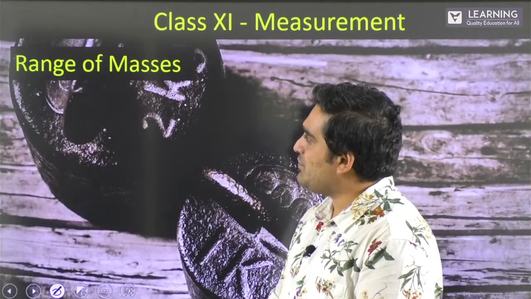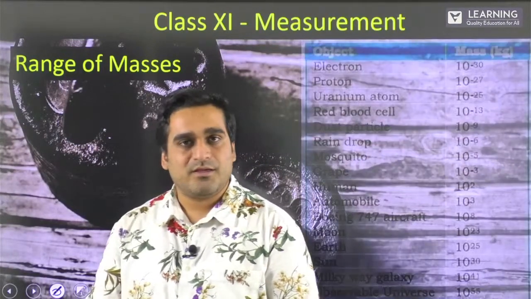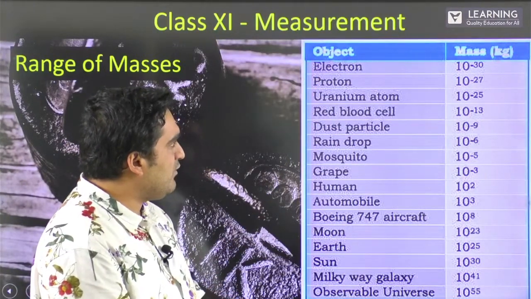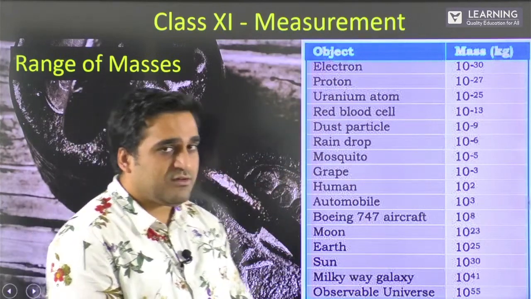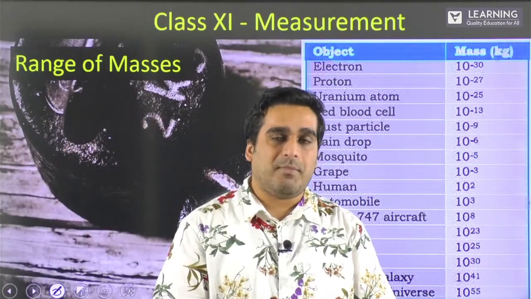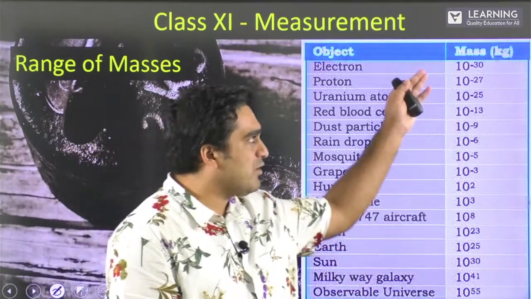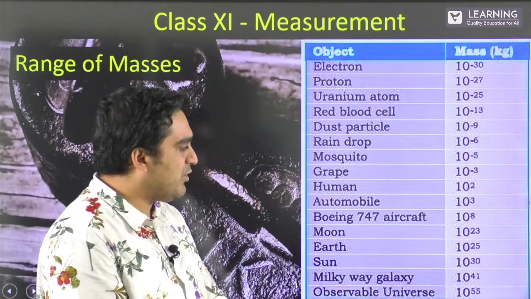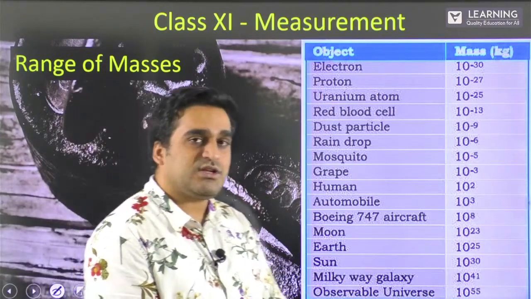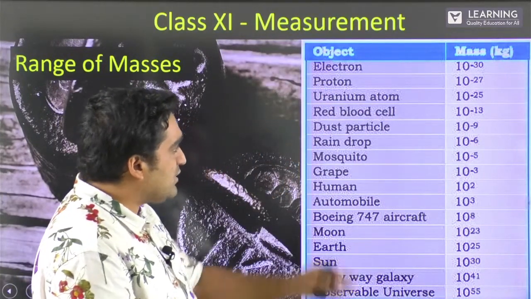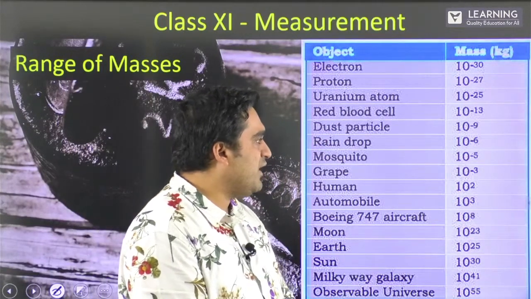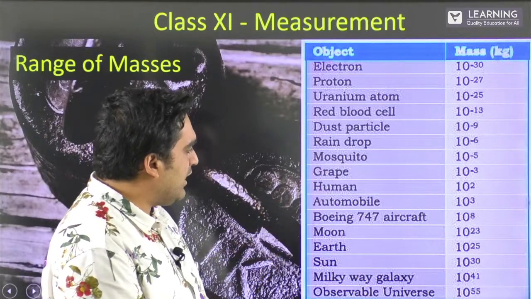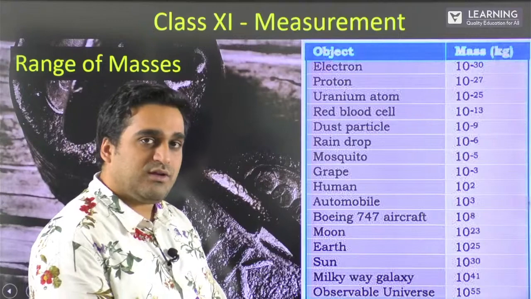Now, what is the range of masses? I've made a note here, so it's been put up here. Have a look at it, starting from the mass of an electron, which is almost 10 raised to minus 30. These are only approximated masses, not the accurate values, just estimated masses. Mass of a proton, which is 10 raised to minus 27. Mass of a uranium atom, which is 10 raised to minus 25. Now I'll be going through only those selected ones, and you can have a look later at what the various masses are.